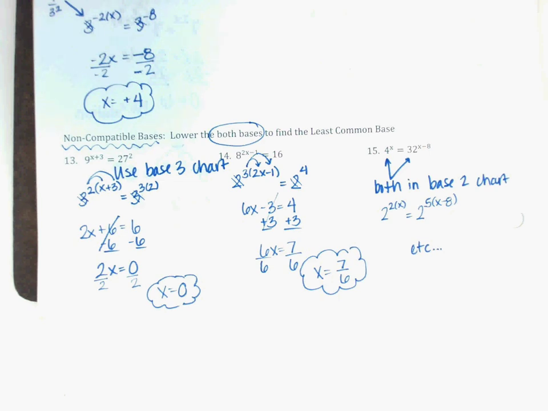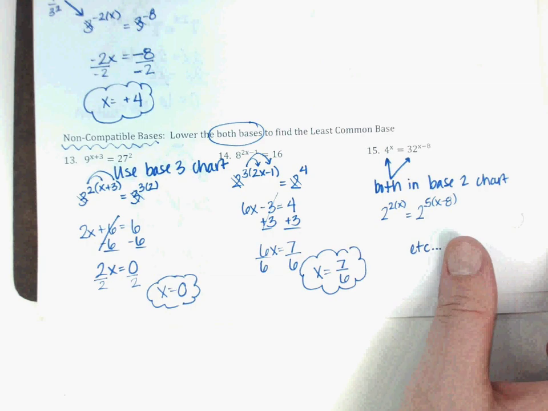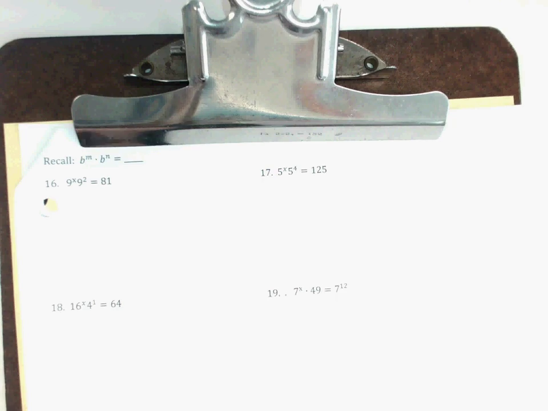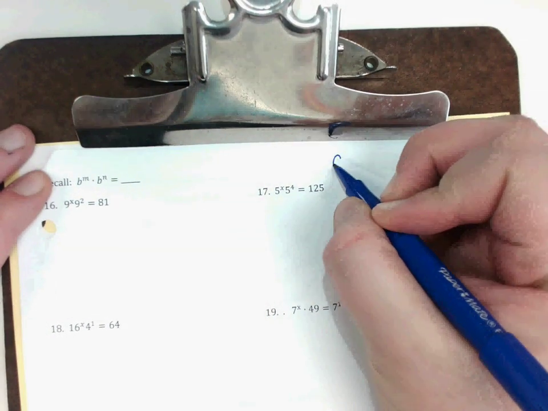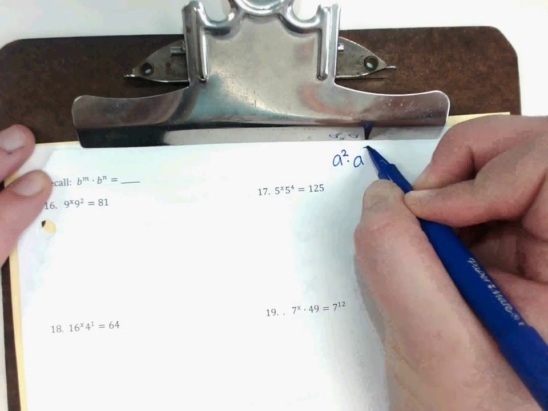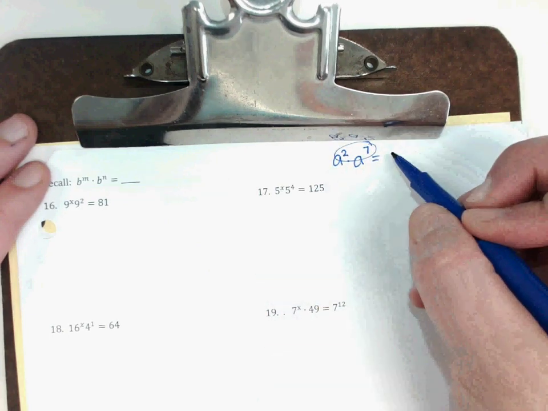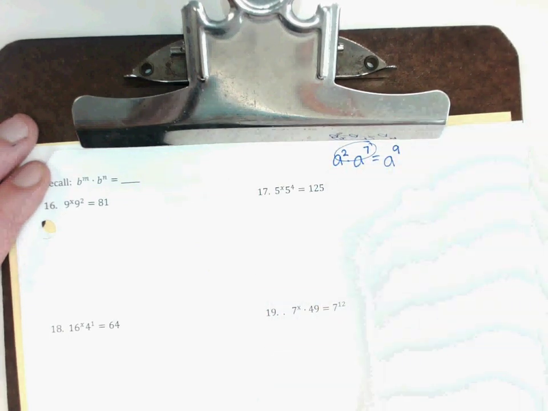Okay, turn the page. There are 2 more special cases that we have to look at. So the next special case is, what do you do when you have 2 things that are multiplied together that have the same base? So here's my example. If I gave you, don't write this down, just look, a squared times a to the 7, what do you do with the little numbers? You add them, so that'd be a to the 9, right?